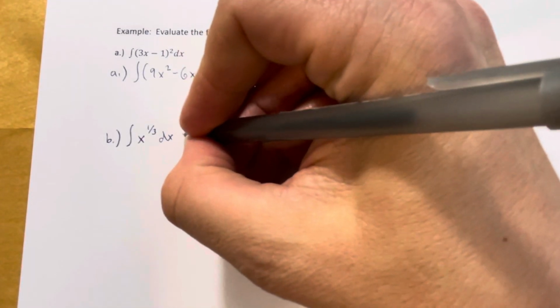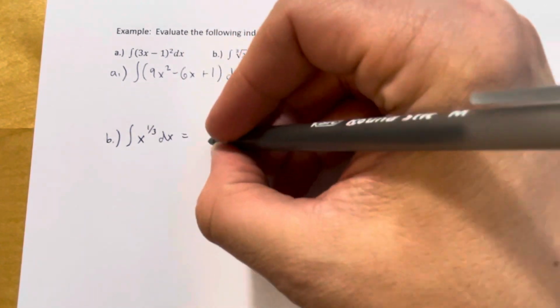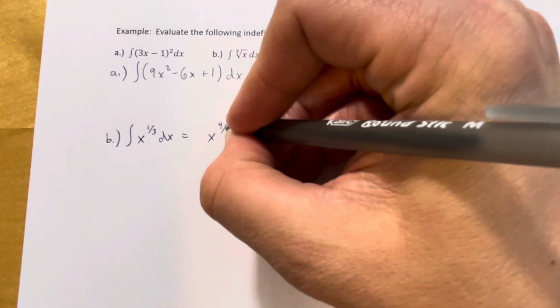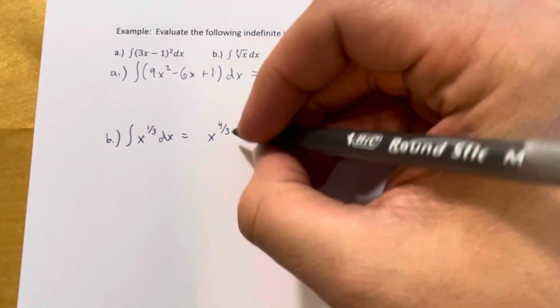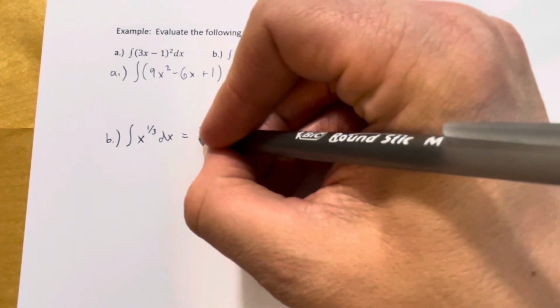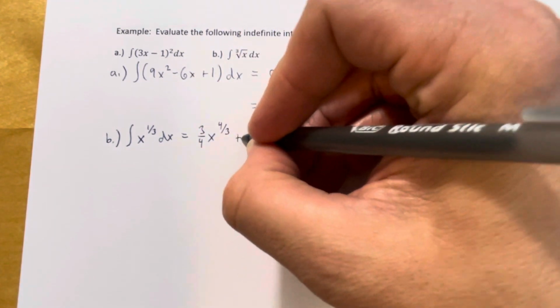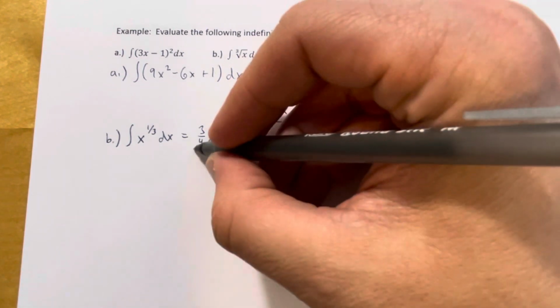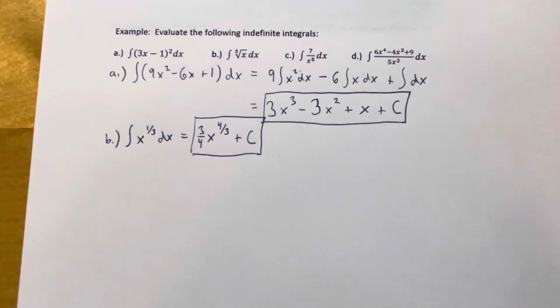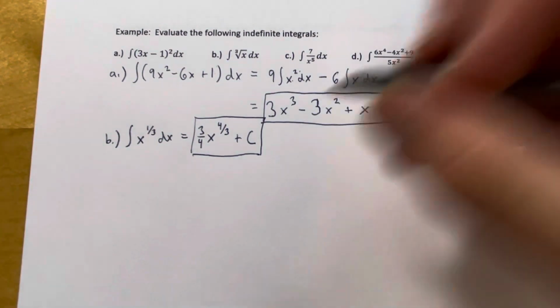So let's think through what this would look like. I have to add 1 to my exponent. 1 plus 1/3 is 4/3. And then I multiply by the reciprocal of that exponent, which would be 3/4. Then I just have plus c. And that's it. That's the whole thing. I'm not going to bother rewriting this in radical form. I'm just going to leave it as a rational exponent. That's preferable here. Okay?